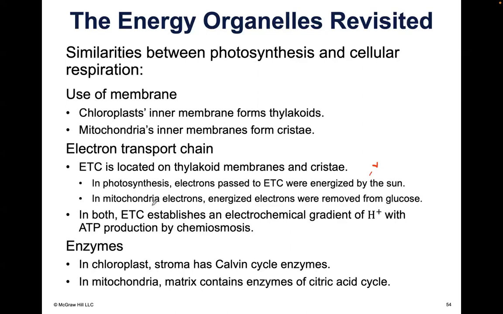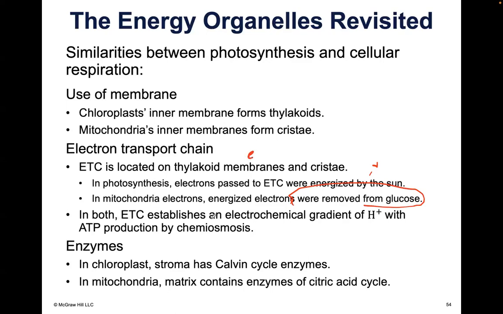In the mitochondria, energized electrons are removed from the glucose. The meaning is that the electrons which become energized are actually removed when the glucose is being broken down. That is the difference between how electrons are energized in the two processes, and that's why you see a lot of electrons being energized in the procedure.